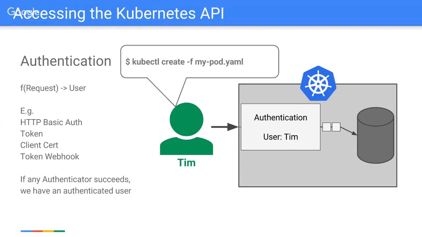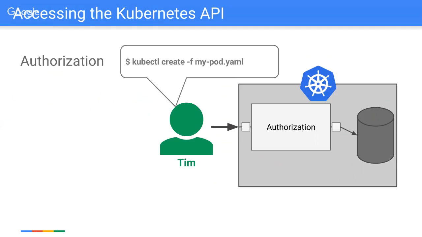Once we've passed authentication, we now have basically a username within the system, and a few other attributes, but we have our user. So the next thing to ask is, is this user allowed to do whatever they're requesting to do? And this we can think of as a function of a user, a namespace, if it's a namespaced resource, a resource type, and a verb, what you're trying to do.